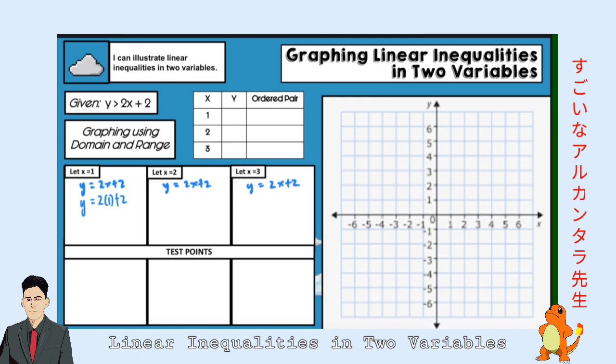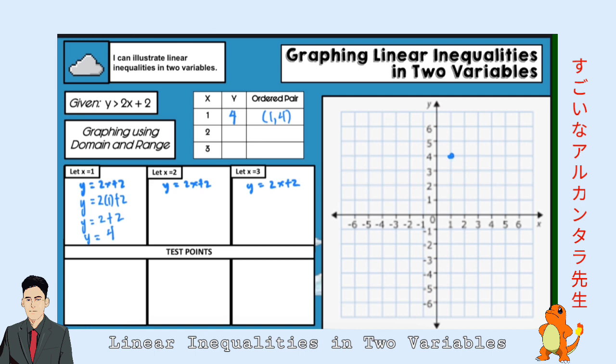So to continue, you'll have y is equal to 2 plus 2, because 2 times 1 is 2. So 2 plus 2 is equal to 4. Since your x is 1, and it gives us y being 4, our first ordered pair is found at (1, 4). So it's somewhere here.